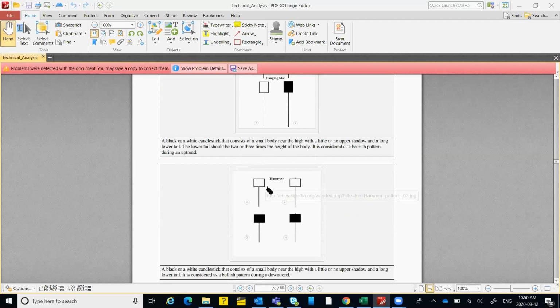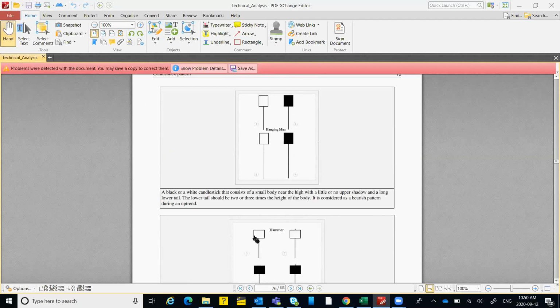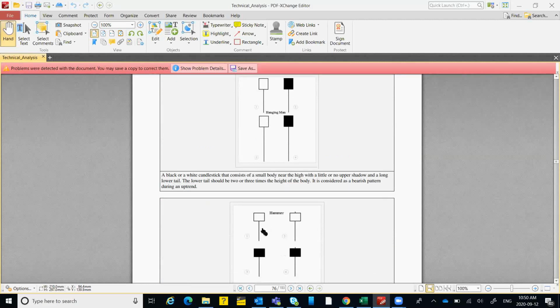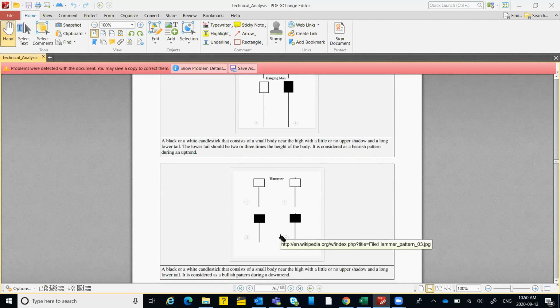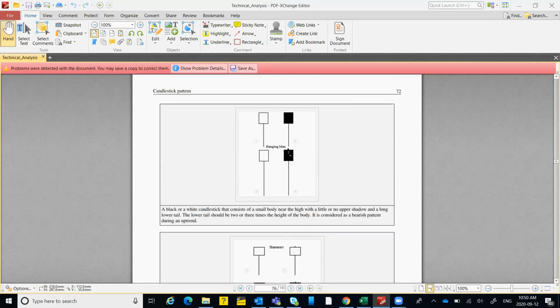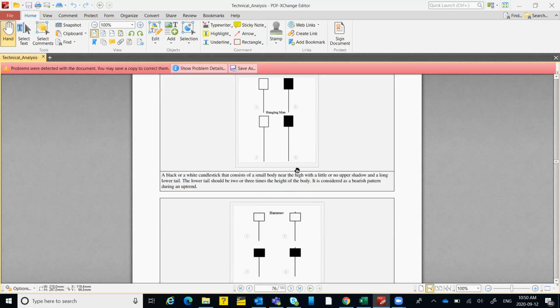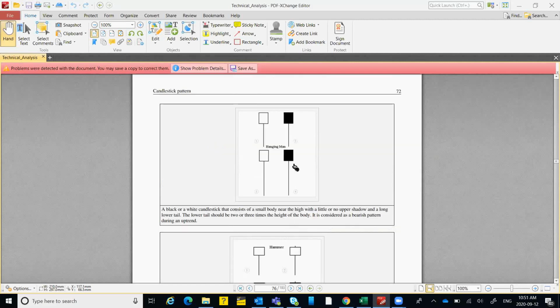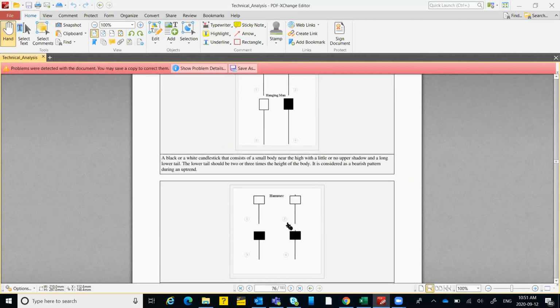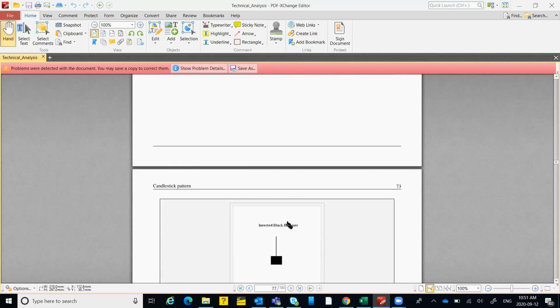Then we discussed the hammer. The hammer is also similar in shape: a rectangular body and a lower wick which is like 2 to 3 times the body. The difference between these two is that the hanging man is formed in the uptrend and the hammer is formed in the downtrend. When a hammer is formed in the downtrend, it is considered a bullish pattern, and the hanging man, formed in the uptrend, is considered a bearish pattern. So the differentiating factor is the trend. Uptrend, hanging man; downtrend, hammer. With the hanging man, the price will go down. With the hammer, the price will go up.